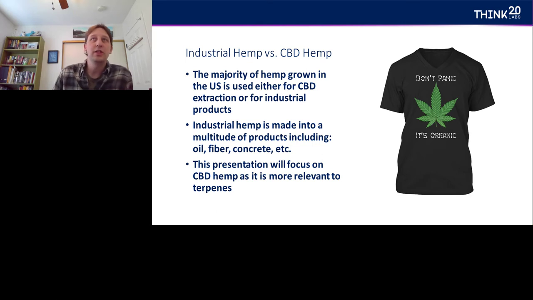Now, in general, there are two major categories of hemp. There's industrial hemp, which is used for oil, fiber, hempcrete. There's tons and tons of paper, lots and lots of industrial uses for this product. And then the other big category is CBD hemp, which is mostly what I'll be talking about today, as terpenes relate more closely to this. There's also a lot of growing interest in CBN hemp and CBG hemp, but we won't really discuss those too much today.